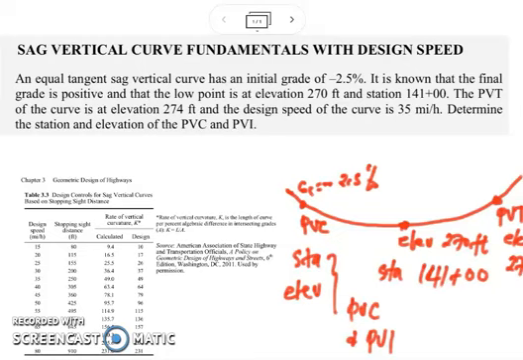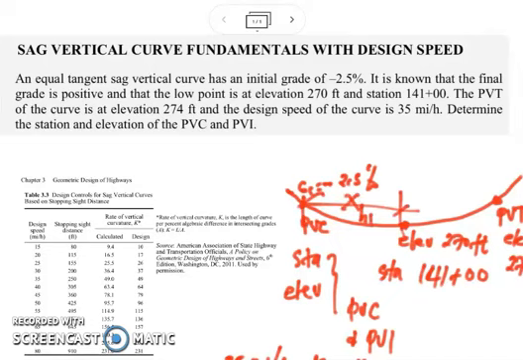from this table, this is the design control for sag vertical curve based on stopping sight distance. So for this one, from the table, for the design speed of 35 miles per hour, we have the value for K, which is 49. So if we're going to have this, we can compute now for the distance of the lowest point from PVC. So what will be the distance of this lowest point from PVC? This is X H of L.